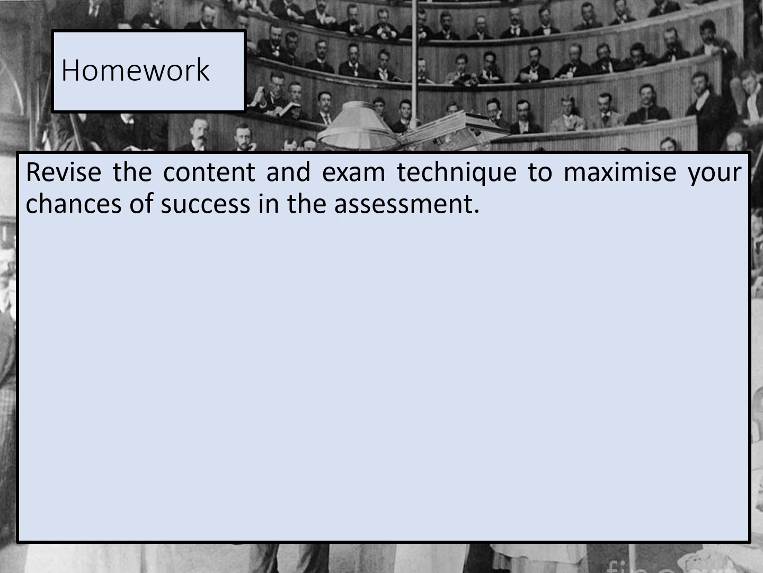So the last thing from today, again, is to revise. I want you to revise the content. This is the most important content so far. Make sure you really, really know this stuff well and the exam technique to make sure you're going to be successful when you actually sit the assessment.